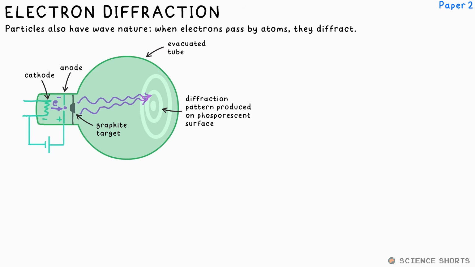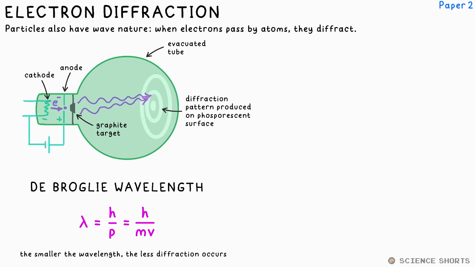The only way that this would be possible is if the electrons are diffracting as they pass by the graphite atoms and producing an interference pattern with maxima, bright rings, and minima, dark rings. Electron diffraction is the evidence that particles also have wave nature. More on diffraction in waves, of course.